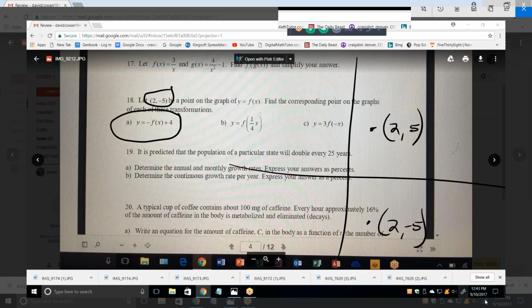Now add 4 to that point. Remember, you're adding 4 to the y value. It's this y that's having 4 added to it. So you have to move the point up 4 places. Okay. What's that coordinate? 2, 9. That's the answer.